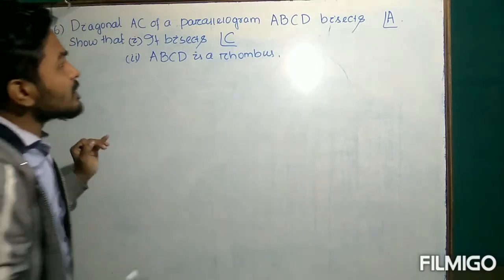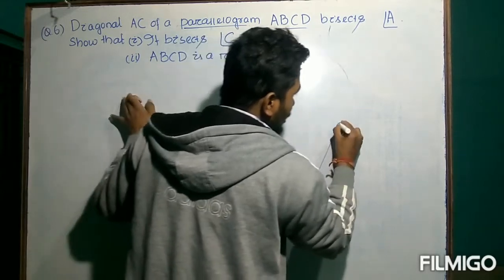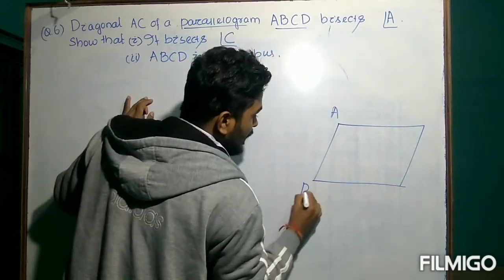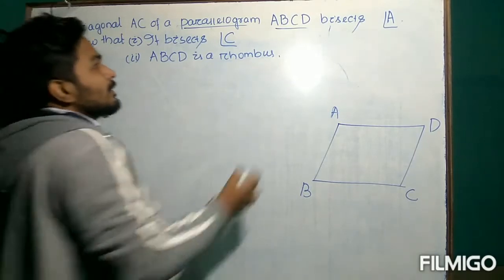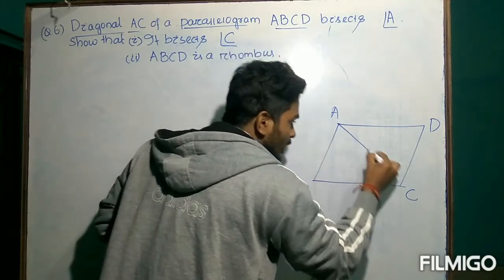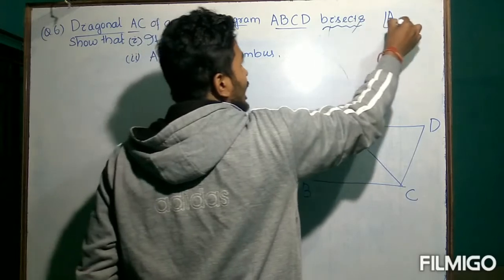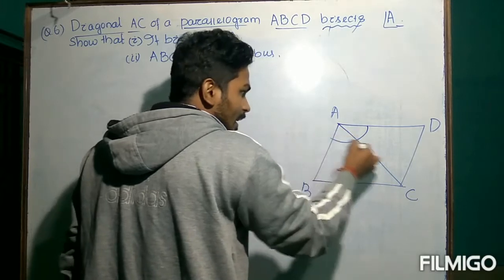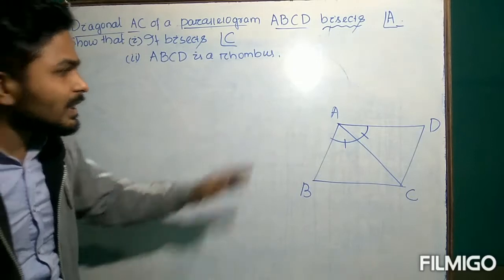Okay, so let us first draw a parallelogram ABCD. Let's say this is a parallelogram A, B, C and D. And in this parallelogram, it is given that the diagonal AC, let us draw the diagonal AC. This is the diagonal AC, right? This diagonal AC bisects the angle A, okay? So this diagonal bisects which angle? This angle. That means this half is equal to this half. Right, it is given here.